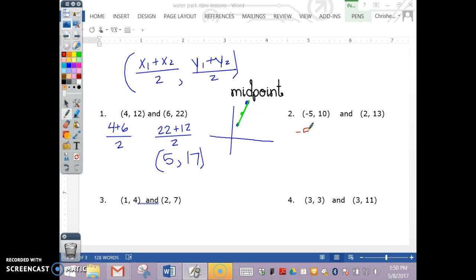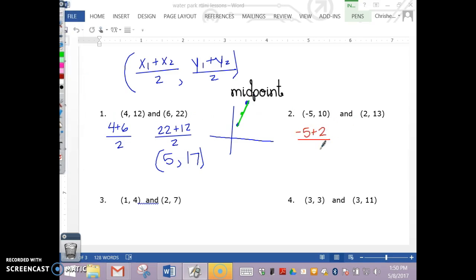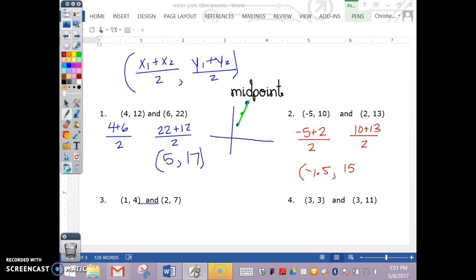Okay. Adding my x's, dividing by 2, adding my y's, divided by 2. So negative 5 plus 2 is negative 3, and negative 3 divided by 2 is negative 1.5. 10 plus 13 is 23, divided by 2 is going to be, whoopsies, not 15, 23 divided by 2, what would that be, about 11.5?